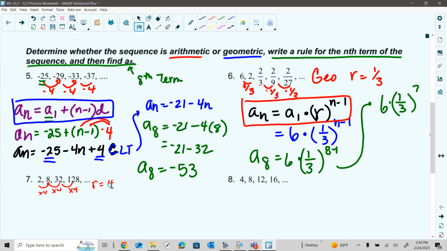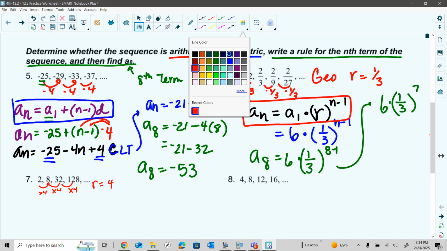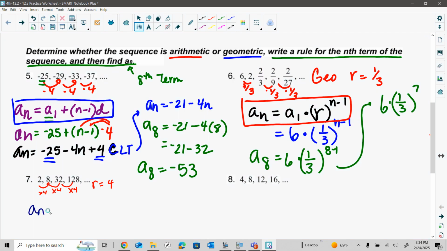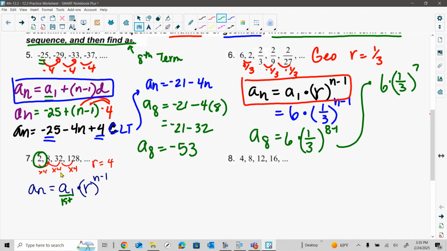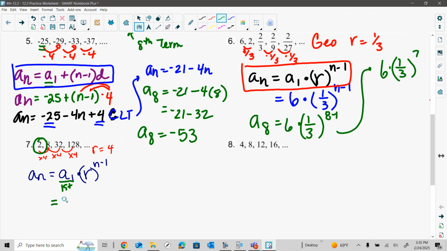Then you have to write the rule because we're talking about a geometric sequence here. The explicit rule is a sub n equals a sub 1 times that common ratio to the power of n minus 1. So now I'm just going to substitute the parts. A sub 1 represents the first term. That is our first term right here, 2. So if I substitute in, I have 2, parentheses, my r, my common ratio, was 4. Close that parentheses, sorry. And then we're going to have n minus 1.